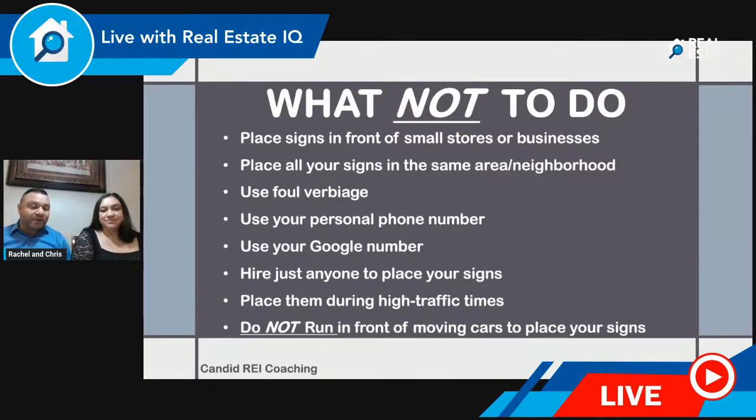So you can put out signs in the same neighborhood, but you don't want to put out 100 in just one area. I think what we meant to say is don't put 2 or 3 or 4 in the same intersection, spread out the wealth.